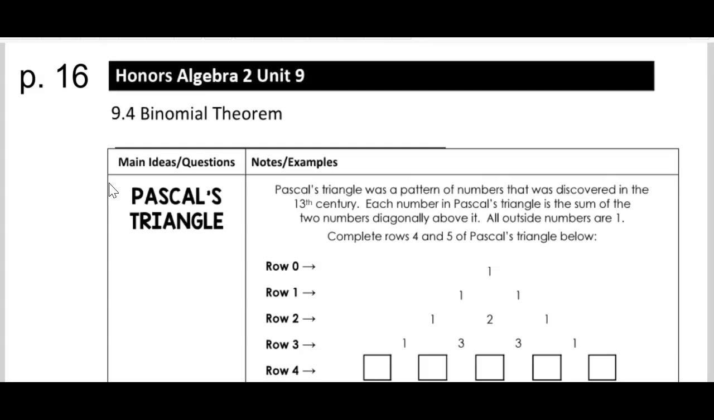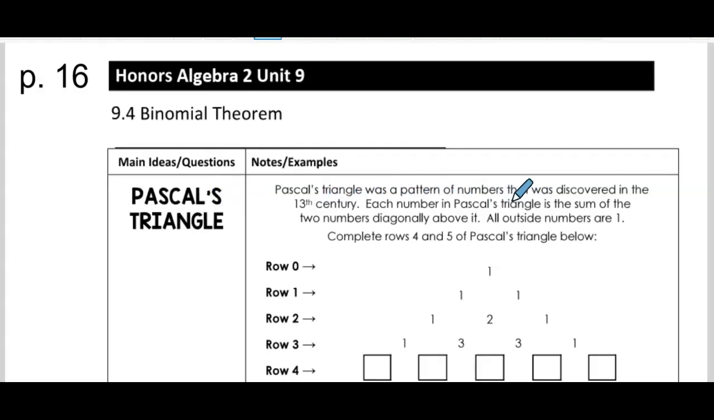All right, section 9.4 is an interesting one. It's called the Binomial Theorem, and it's really a way to expand binomials using concepts of combinations. And those combinations present themselves in a bit of a pattern here. So this first part is called Pascal's triangle, and it was discovered in the 13th century.